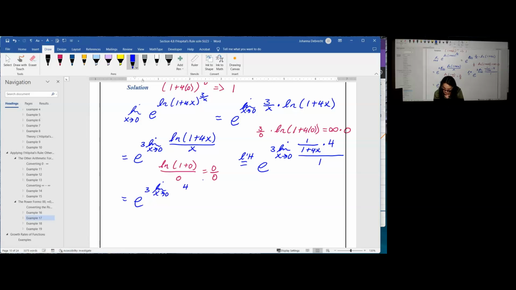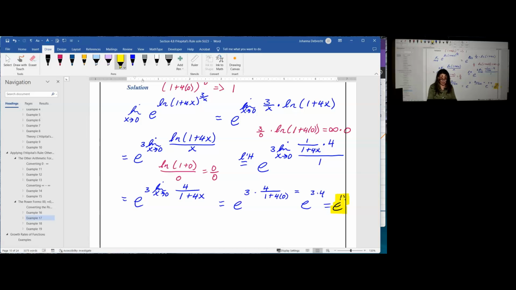This is going to give me 4 divided by 1 plus 4x. When I substitute 0 in, I get e to the 3 times 4 over 1 plus 4 times 0, which gives me e to the 3 times 4, or e to the 12th. That is the value that the y is approaching as x is approaching 0.